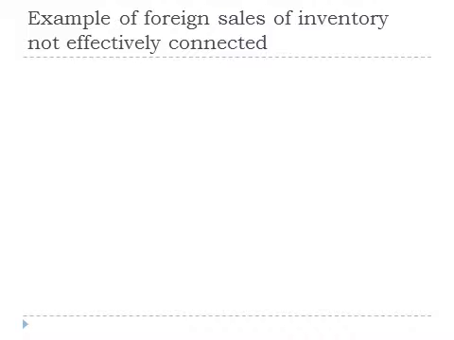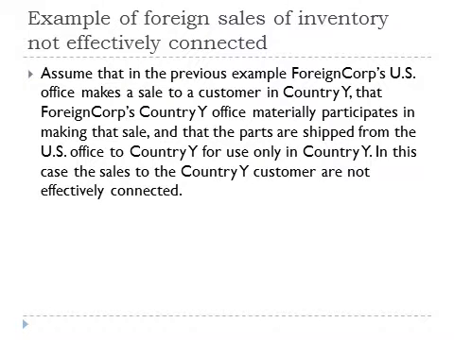Here's an example of the way foreign sales from a U.S. fixed place of business are not effectively connected. Assume that, in the previous example, Foreign Corp's U.S. office makes a sale to a customer in country Y, that Foreign Corp's country Y office materially participates in making the sale, and that the parts are shipped from the U.S. office to country Y for use only in country Y. In this case, the sales to the country Y customer are not effectively connected.